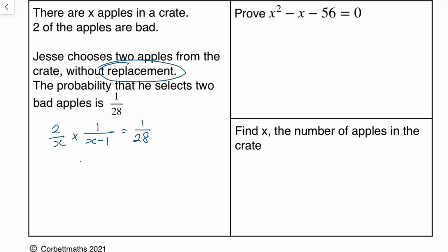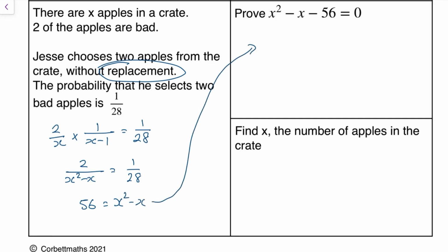So the first thing I'm going to do is make this a little bit neater. So that's 2 over x squared minus x is equal to 1 over 28. Then I'm going to multiply both sides by 28, which is going to be 56 is equal to, and both sides by x squared minus x. And already you can see this coming together. Actually, there's only one more step, isn't there? So therefore, x squared minus x, bring over the 56, is equal to 0, and I have proven that to be true. Little square just means I've proven it.